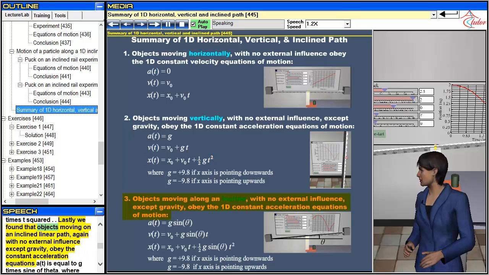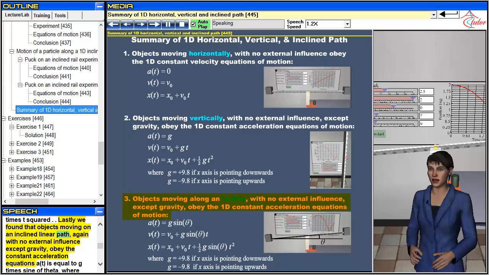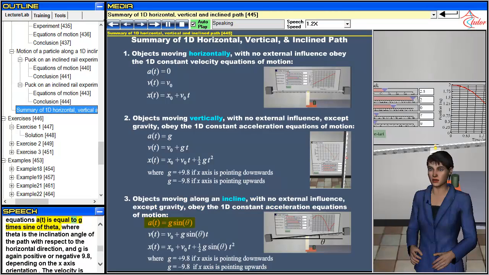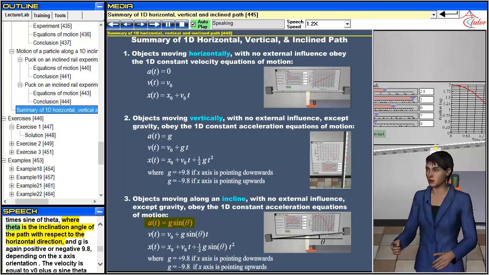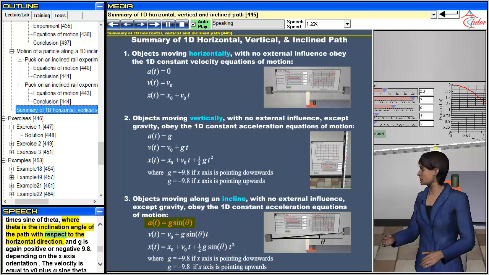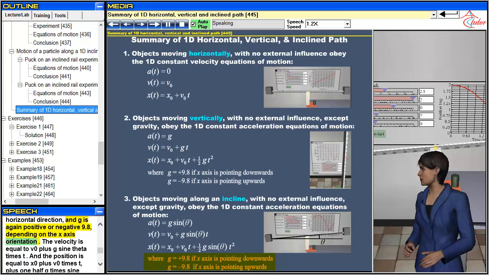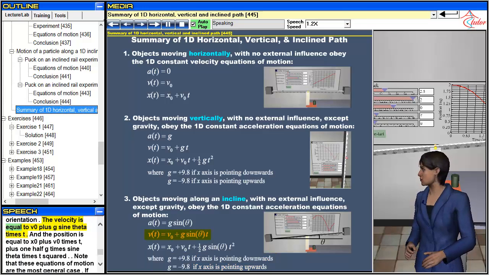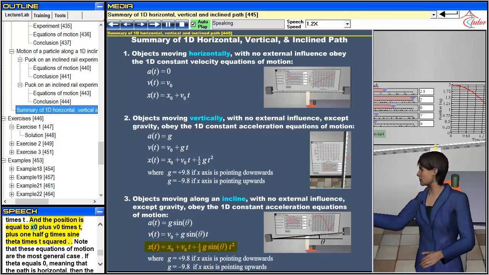Lastly, we found that objects moving on an inclined linear path, again with no external influence except gravity, obey the constant acceleration equations. a of t is equal to g times sine of theta, where theta is the inclination angle of the path with respect to the horizontal direction, and g is again positive or negative 9.8, depending on the x-axis orientation. The velocity is equal to v0 plus g sine theta times t, and the position is equal to x0 plus v0 times t plus 1/2 g times sine theta times t squared.